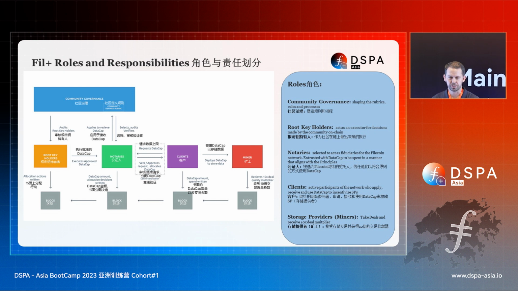So we have elections. We've had 3 or 4 different election cycles where anyone can apply, any of you can apply to become a notary. You just have to talk about how you will be involved, how often you can be involved, because it's a voluntary position, and how you will do due diligence for the community and those types of things. So this is a very important role that takes the data cap and approves applications from clients.